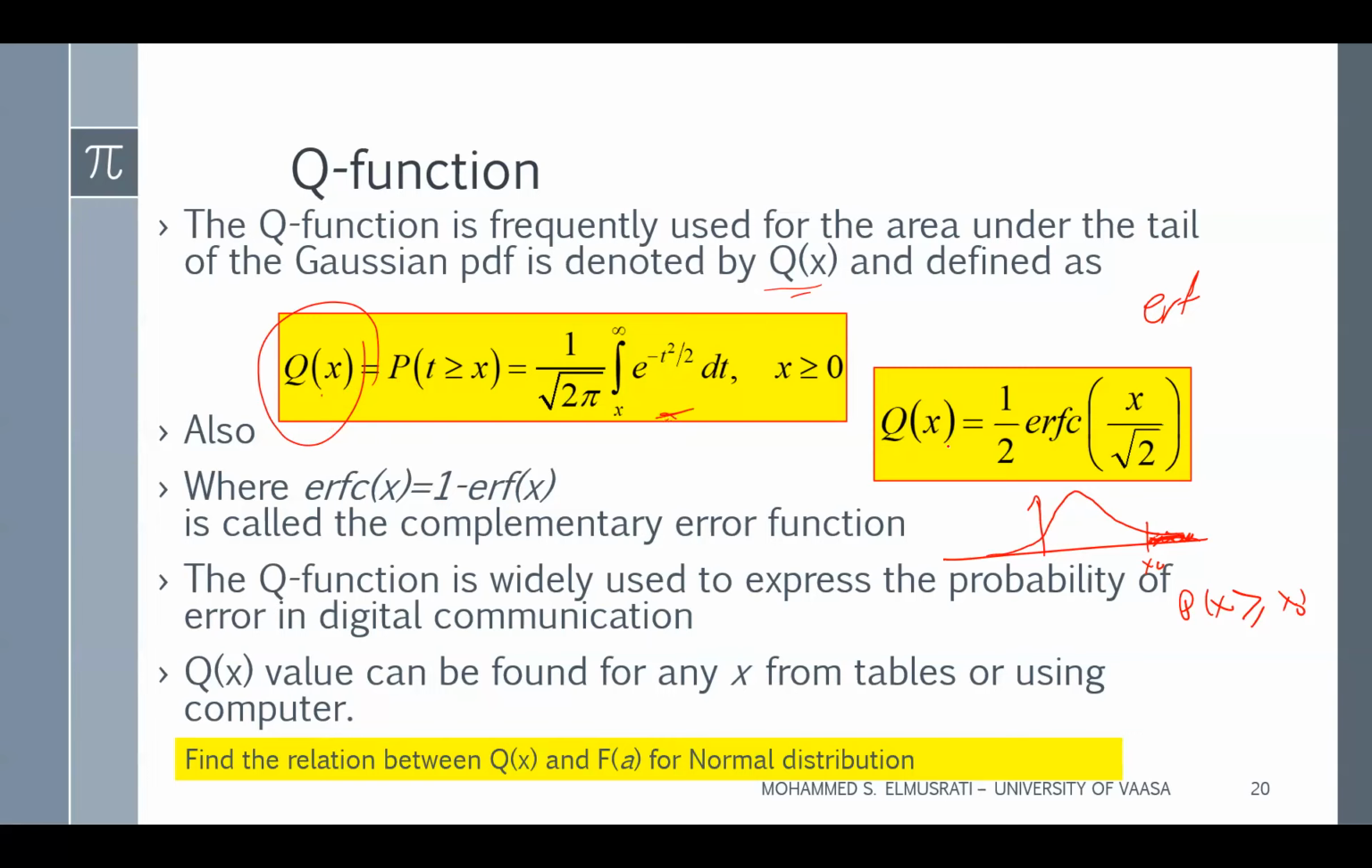However, they are related actually. Q of x is half the complementary error function of x divided by square root of 2, and the complementary error function is already given here. We don't need to rewrite it again. The complementary error function is 1 minus the error function. So the error function that we showed now, we can use directly to compute the Q function.